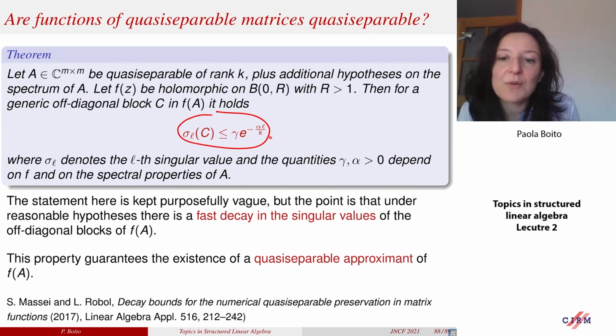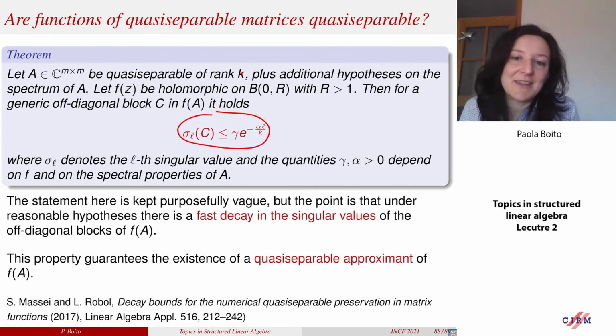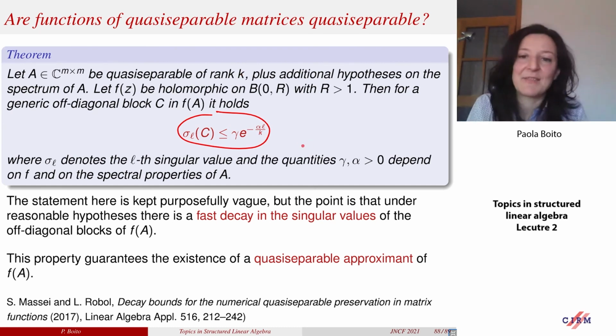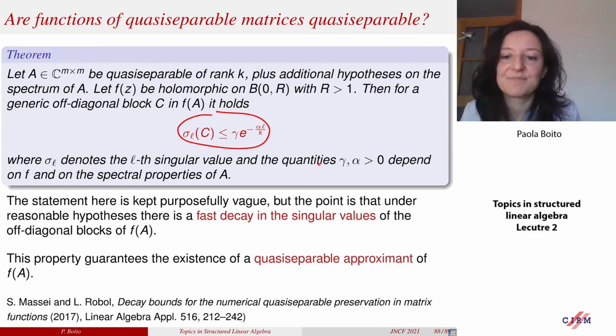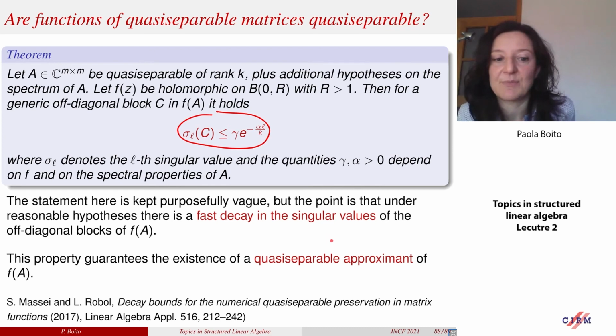Okay, and of course, if the quasi-separability rank of the initial matrix is large, then this decay is slower. Whereas if the quasi-separability rank is smaller, then we have a fast decay. Okay. And so this property guarantees that there exists a quasi-separable approximant of f(A). And depending on how well approximated we want the quasi-separable structure to be, we can choose what will be the quasi-separability ranks of the approximants, using these bounds.